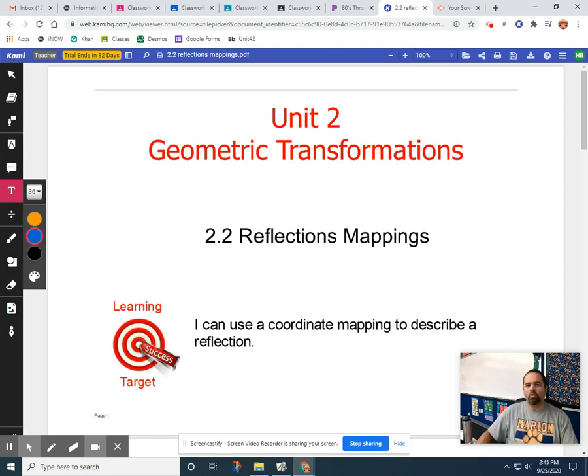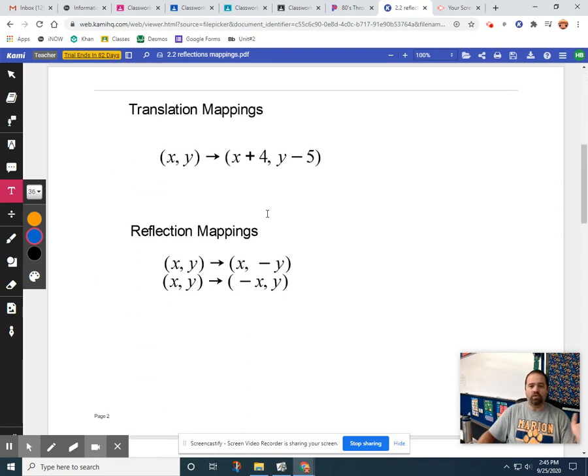I wanted to add one more thing to the reflections that we did the other day, and I wanted to add what's called a reflection mapping. A reflection mapping is basically a sentence, kind of an algebraic sentence that tells us how the points move. Now, we did these with the translations, and I'll review that real quick.